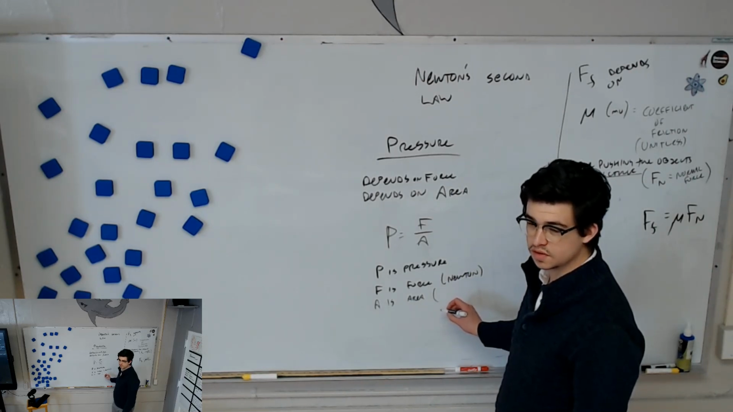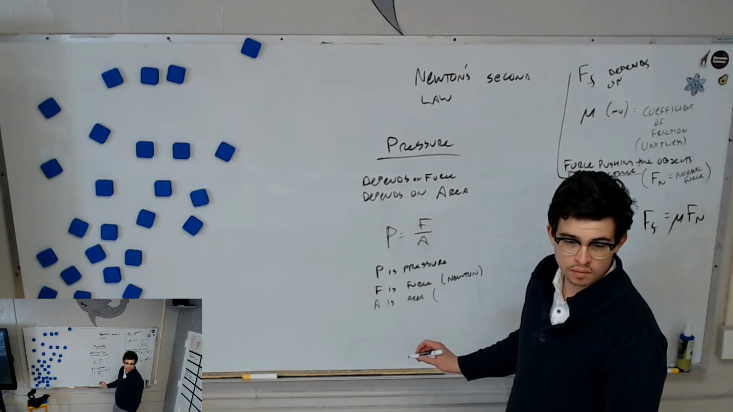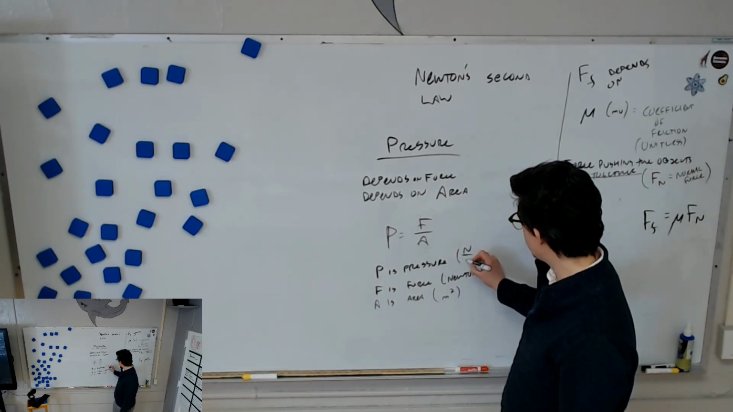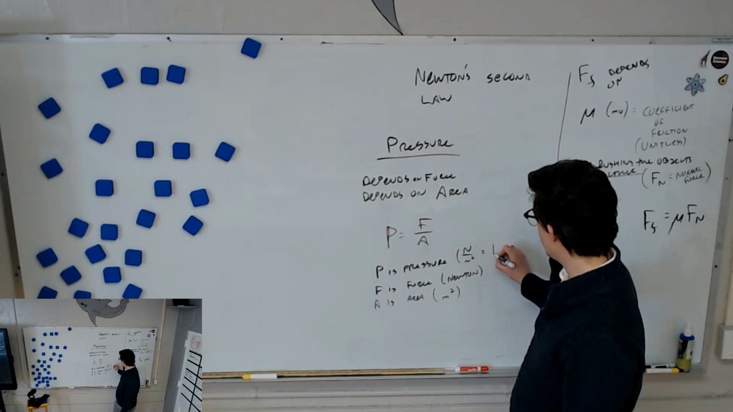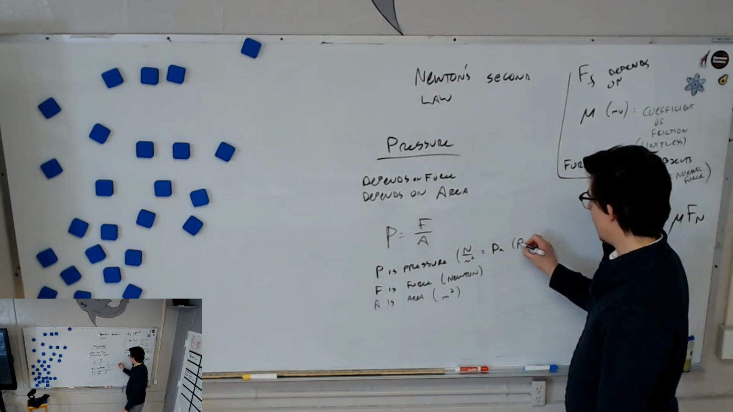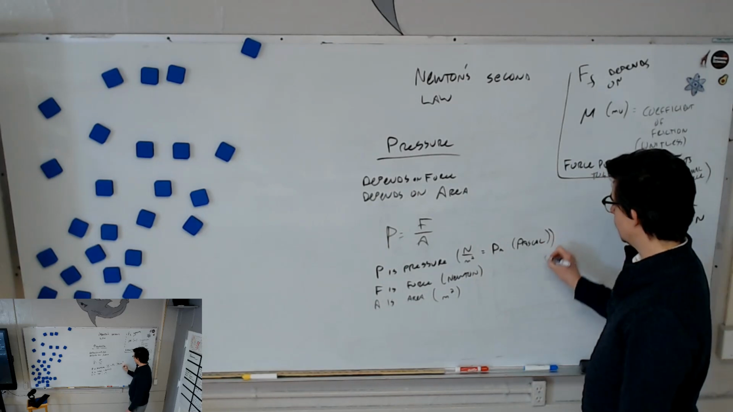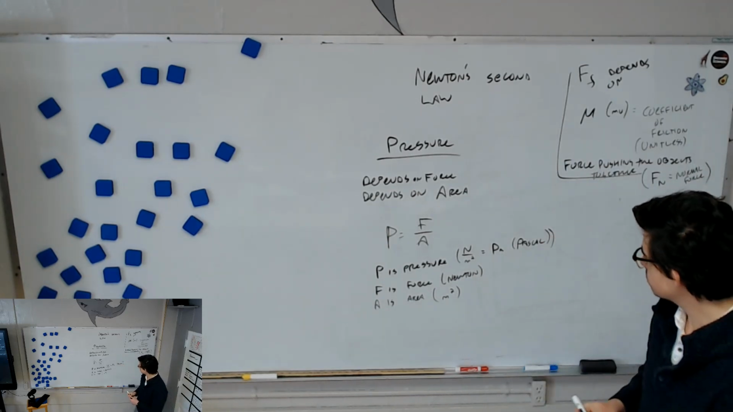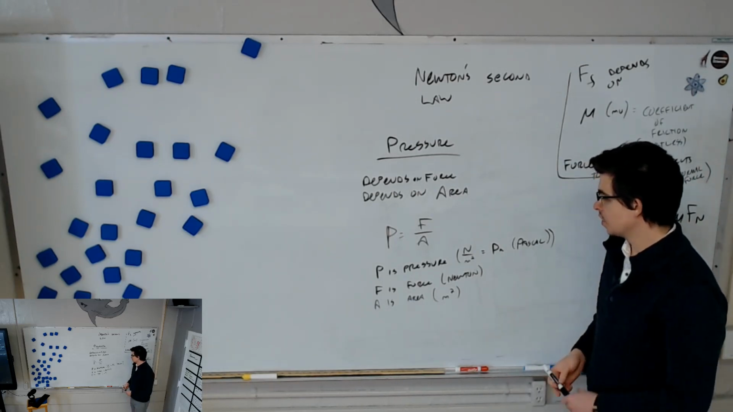Something squared. What's our SI unit? Meters. Meters squared. So the unit for pressure is Newton per square meter, which is equal to a capital P lowercase a, which is a Pascal. Named after a man called Blaise Pascal, which is a pretty cool first name. So pressure is measured in pascals.